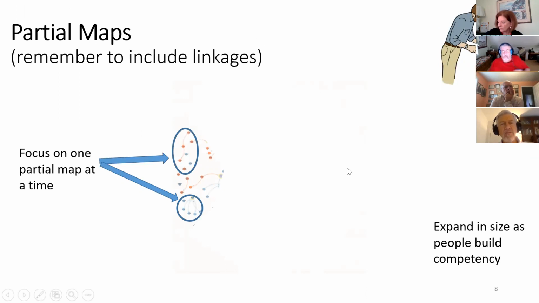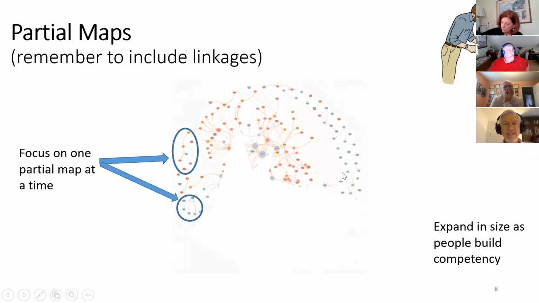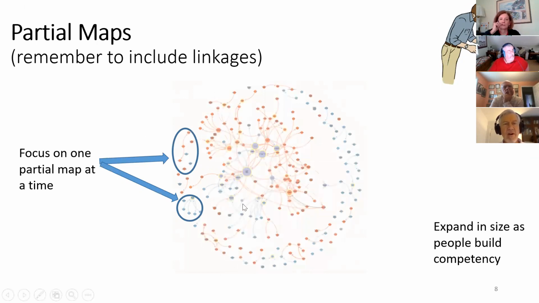Partial maps: if you have a big messy map, you can simply take one little part of it at a time. To do this you can simply talk with the stakeholders and say, well, gee, what parts are you specifically interested in, and simply focus on those, and then expand the map in size as the stakeholders build their competency, their comfort in working with such big messy maps.